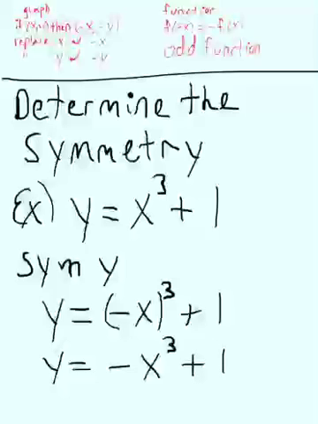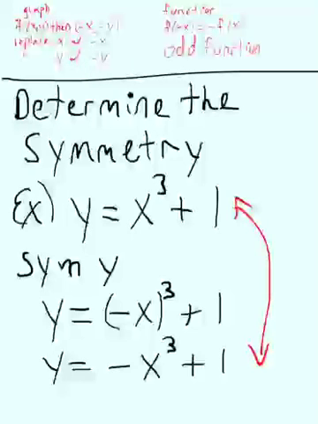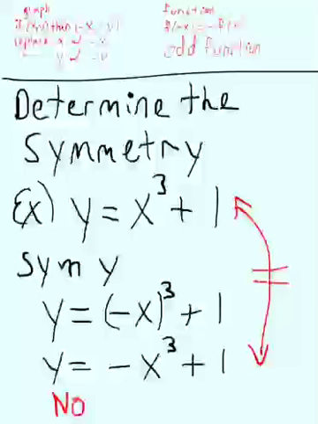Now, no matter what I do to this equation, y equals negative x cubed plus 1, I can multiply both sides by negative. Actually, I should rephrase my statement. No matter what I do that's algebraically legal, I can't make this into the original function. They just don't coincide at all. Doesn't work. So because that doesn't work, I know that I don't have symmetry about the y. So this function doesn't have symmetry about the y.